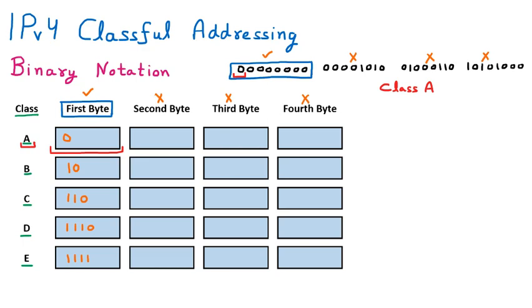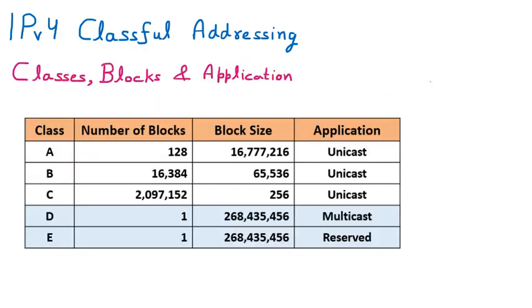Now we are discussing how many blocks these classes have and what their applications are. So now we are discussing the classes, blocks and the application. We know that there are different classes. The classes are class A, B, C, D and E. So these are the 5 classes which are available.